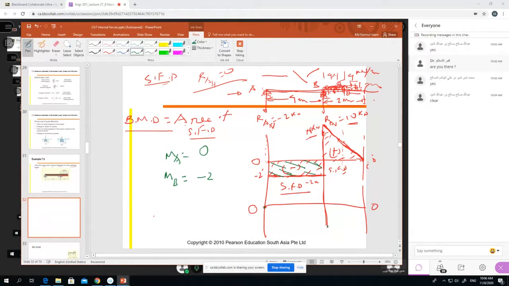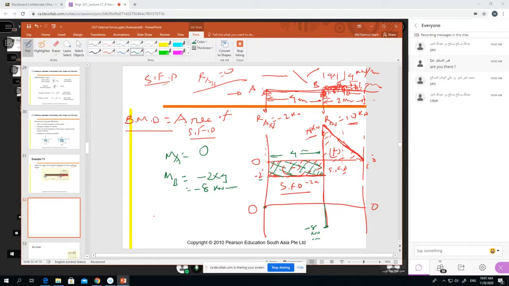B is equal to, as I told you, the area of the shear force diagram. Here the shear force is -2 and the distance is 4 meters, so -2 into 4 equals -8 kilonewton meter. That means we have to draw it somewhere here. Suppose -8 kilonewton meter is here.